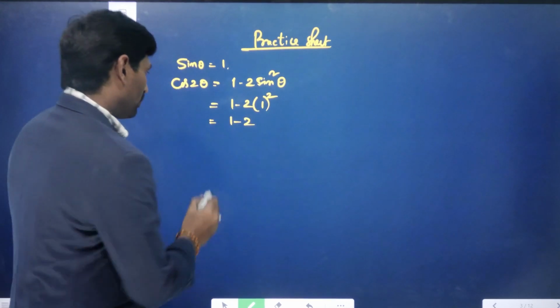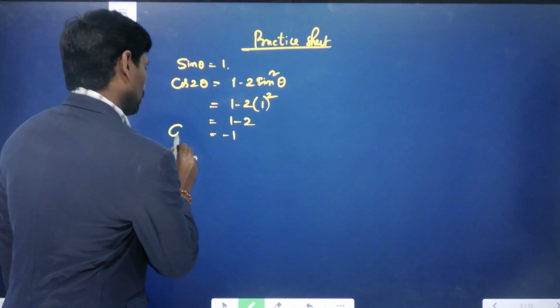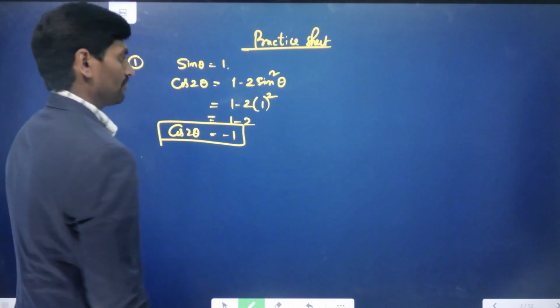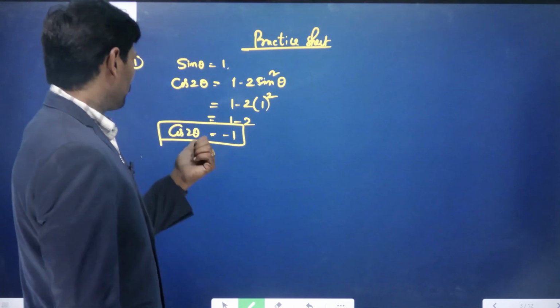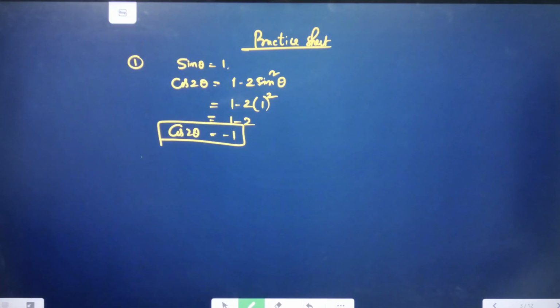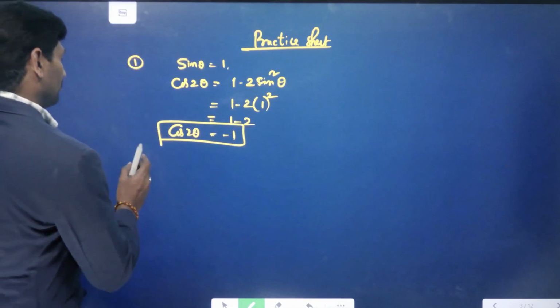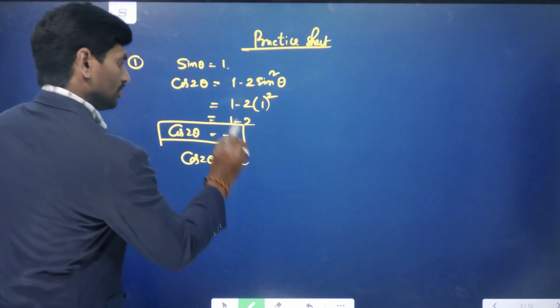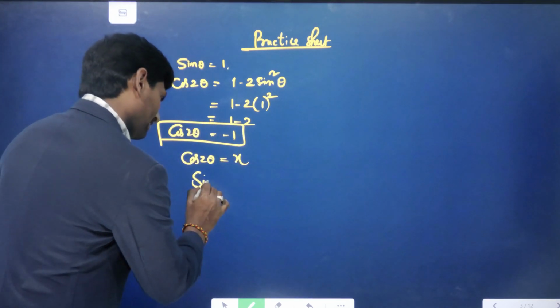Okay? 2 ones are 2. 1 minus 2 is nothing but minus 1. So cos 2 theta equals minus 1. Okay? Cos 2 theta equals minus 1. Clear? Yeah, please check that. Let us go to the next problem. So problem number 2 is: given that cos 2 theta equals x, find the sin theta value. The second question is: given the cos 2 theta value x, we need to find sin theta.